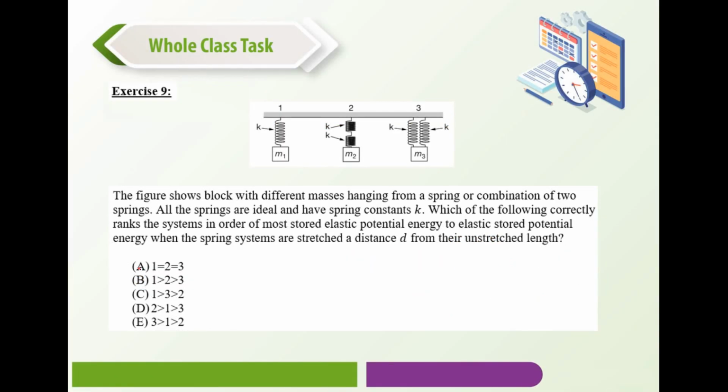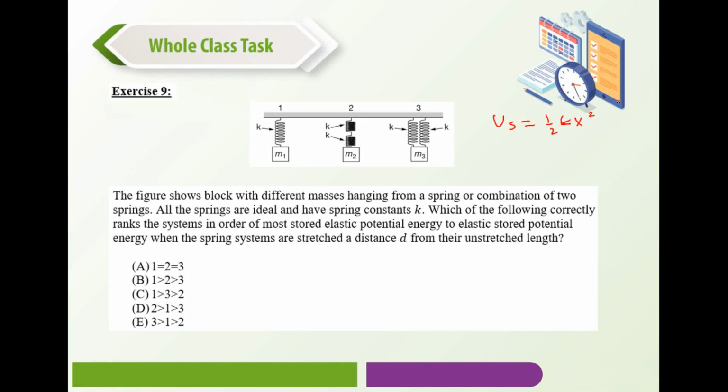Exercise 9. The figure shows blocks with different masses hanging from a spring or a combination of two springs. All the springs are ideal and have the same spring constant K. Which of the following correctly ranks the systems in order of most stored elastic potential energy to least when the spring systems are stretched a distance d from their unstretched length? So basically we have three configurations of springs or combinations of springs. Let's assume that the springs are ideal as they have mentioned here. Then the elastic potential energy is given by half kx squared.